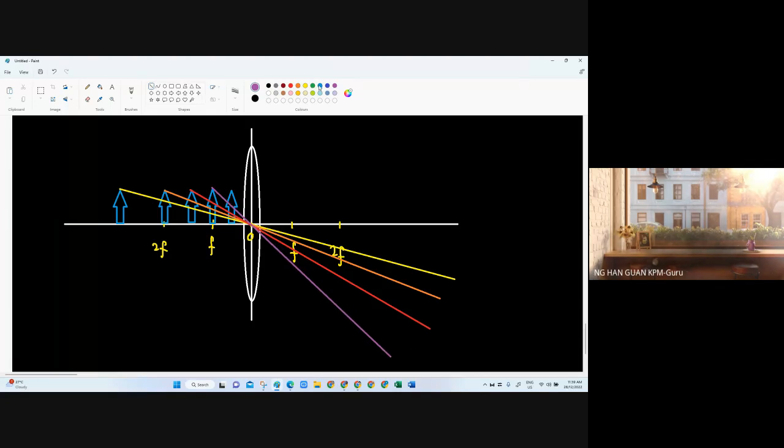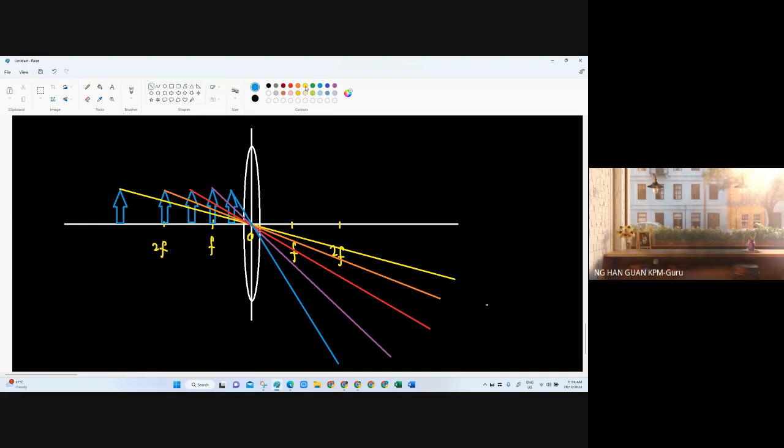By using different colors, hopefully you can differentiate them, as I combine them all together. So this is the first line: from the top of the object toward the optical center and go straight, passing through.